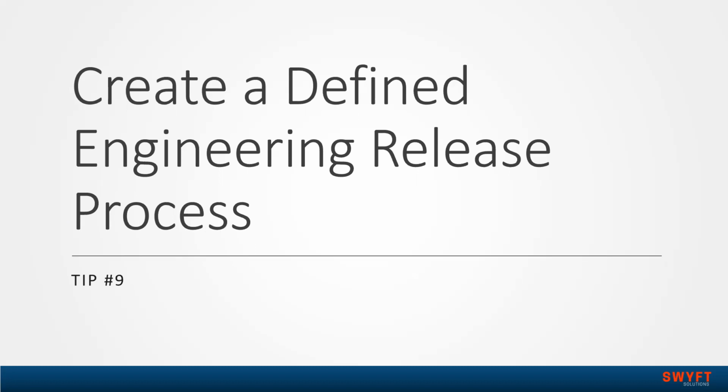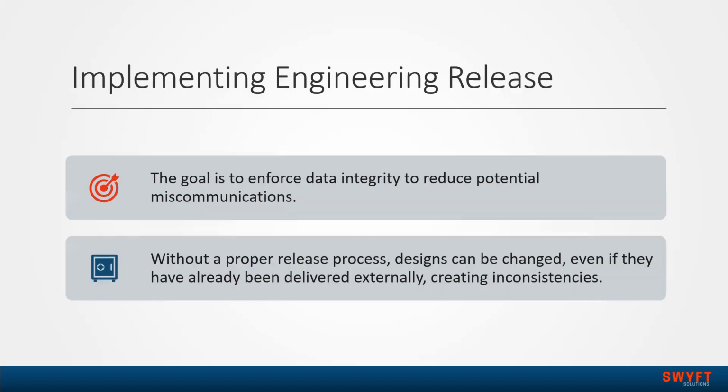Engineering release is another aspect that goes along with permissions. Once you get something to production, you don't want to make any changes to that without signifying a change has been made in the new revision.